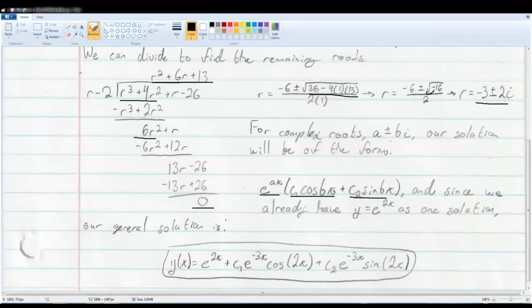So our a here is negative 3. So we're going to have e to the negative 3x. And our b is just 2. And so we have cosine of 2x and sine of 2x. Of course, we still have to include e to the 2x. And we weren't told if there's a constant multiple of that, so it's just e to the 2x. And the two constants are right there.